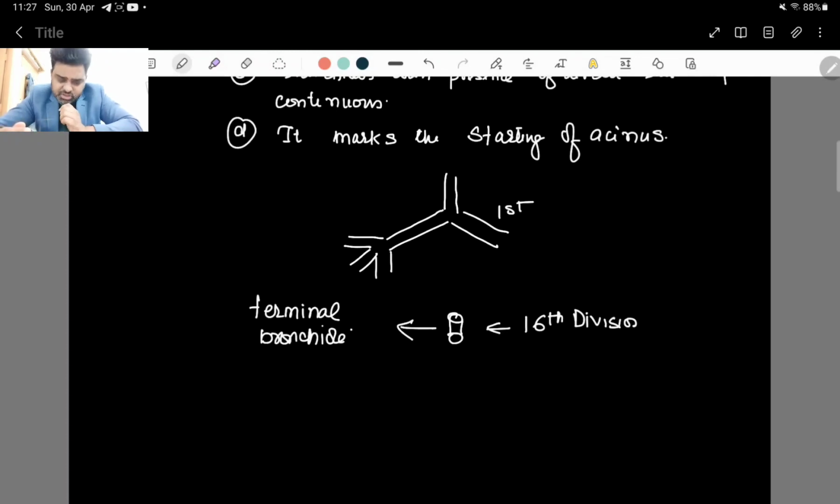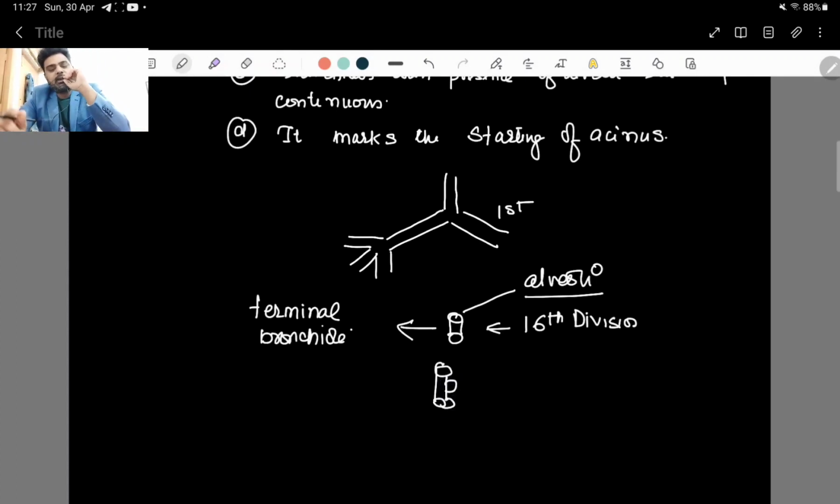Okay. So what is a terminal bronchiole? Now, a terminal bronchiole never contains alveoli. The definition of the terminal bronchiole is the most distal and the smallest bronchiole which does not contain alveoli, because after this the bronchioles contain alveoli. So what is the definition of terminal bronchiole? Terminal bronchiole is the most distal or the smallest bronchiole which does not contain alveoli.